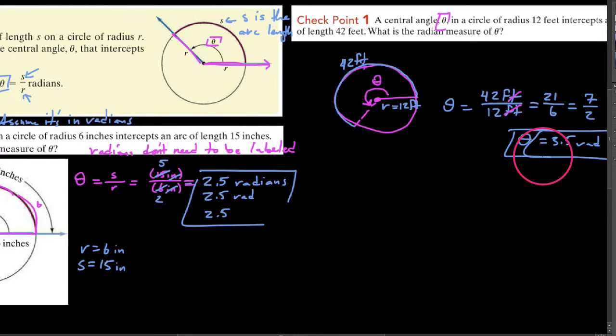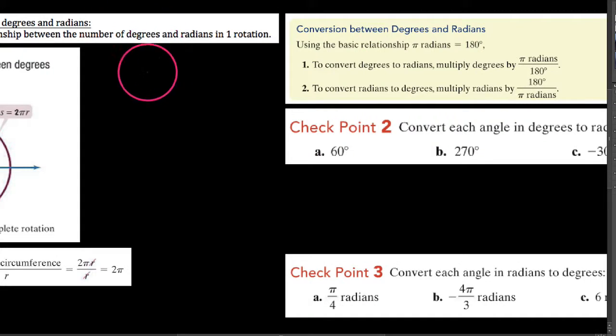So this is what we mean by radian measurement. As we go forward, we're going to look at how we convert from degrees to radians and radians to degrees.